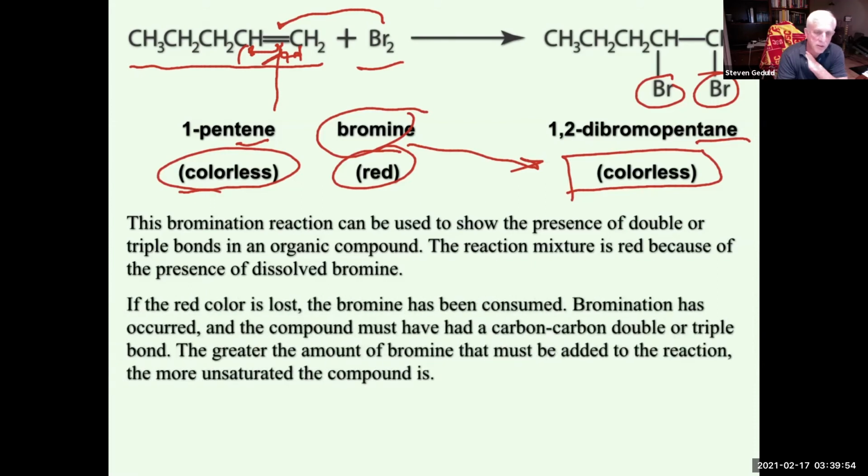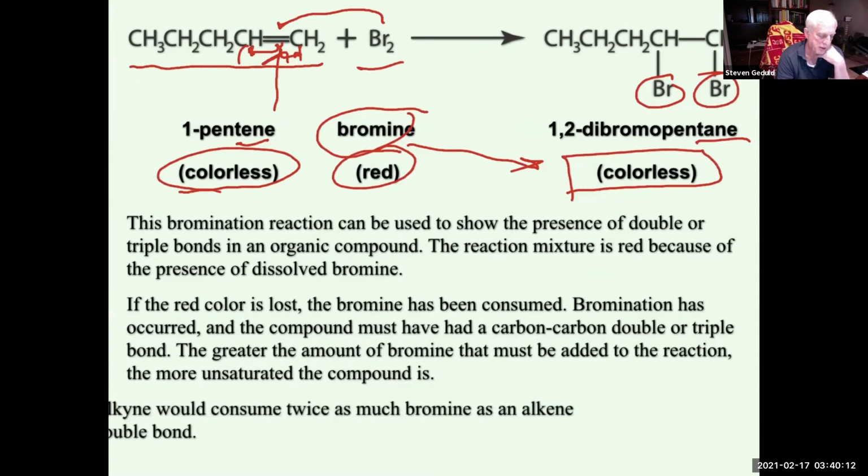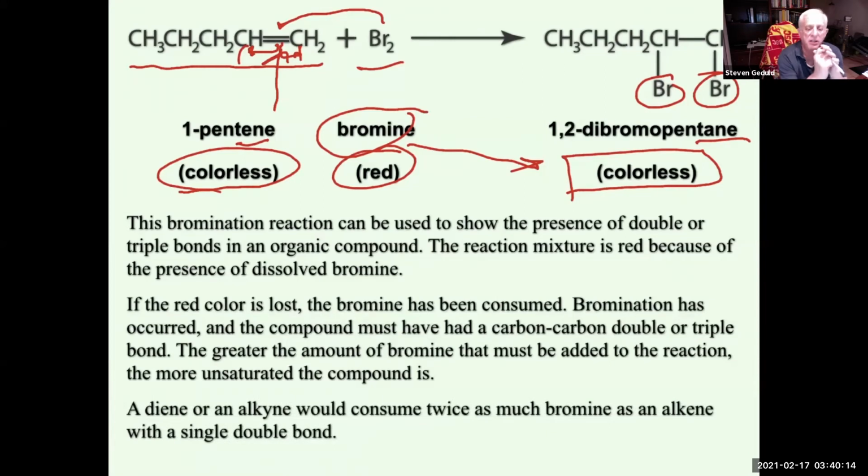So if the red color is lost, the bromine has been consumed. Bromination has occurred and the compound must have a carbon-carbon double or triple bond. The greater the amount of bromine that must be added to the reaction, the more unsaturated the compound is, with more double bonds or multiple bonds. So a diene or an alkyne would take up twice as much bromine as an alkene with a single double bond, because you have to add 2 more bromines to that double bond.